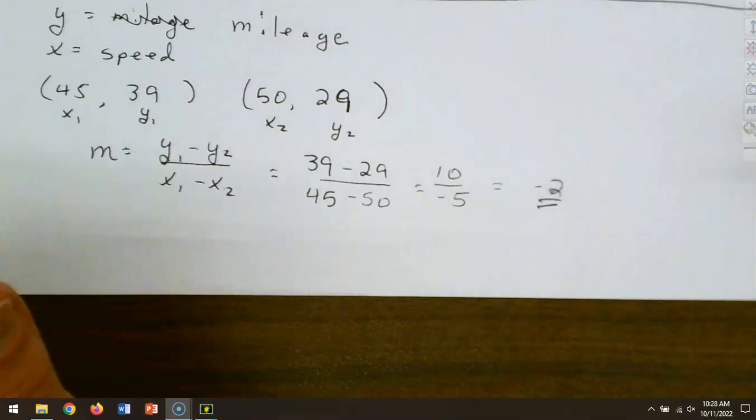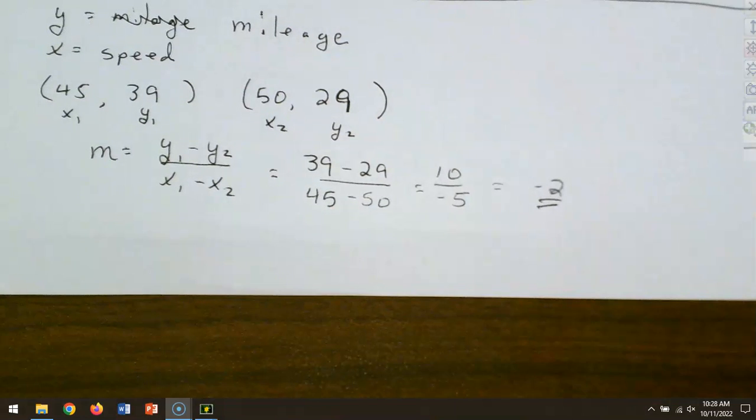So let's take a moment to talk about what that is. What does that minus 2 mean? For every mile per hour that I increase the speed of the car, I lose 2 miles per gallon. So every time I increase the speed by 1 mile an hour, I lose 2 miles per gallon. So there's our speed, which is x. Y is the gas mileage.